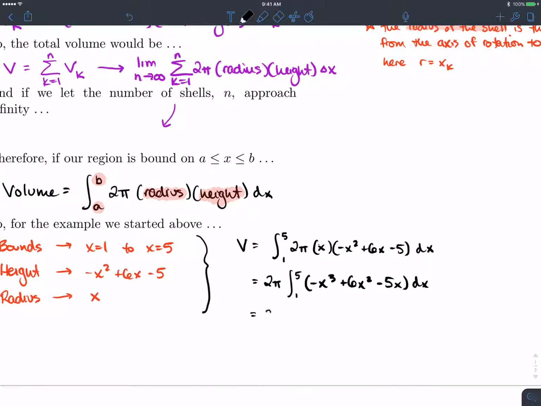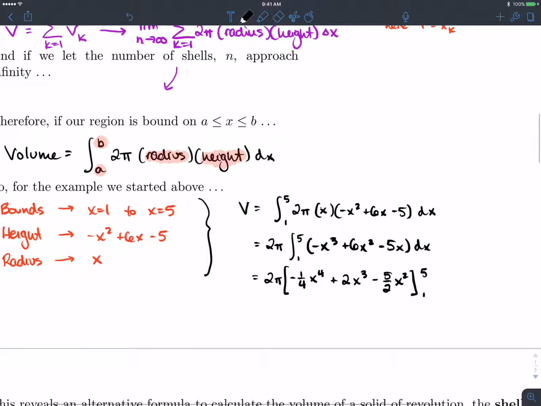If we were to do that, we would have 2 pi, and we just have 3 general power rules here. So we're going to have negative 1/4 x to the power of 4, plus 6 divided by 3, which is going to be 2, x to the power of 3, minus 5 over 2 times x to the power of 2, which we are going to evaluate from 1 to 5. If we plug in our x values, we would end up with a value of 64 pi cubic units. And that would be our final volume.